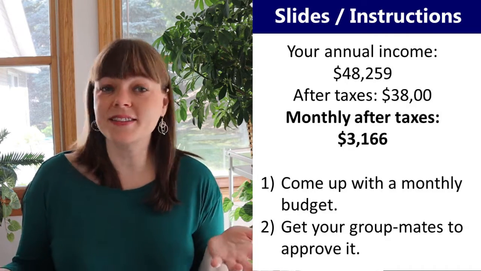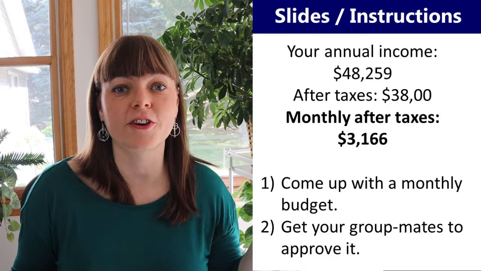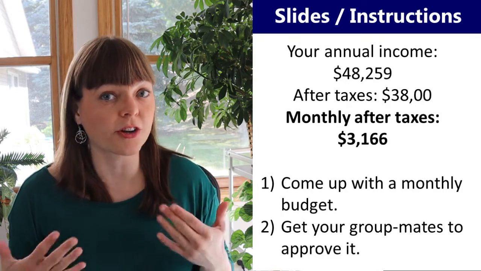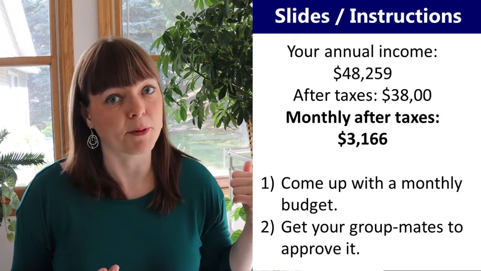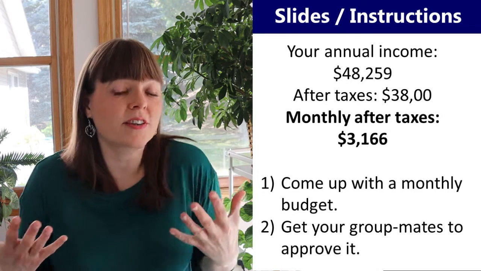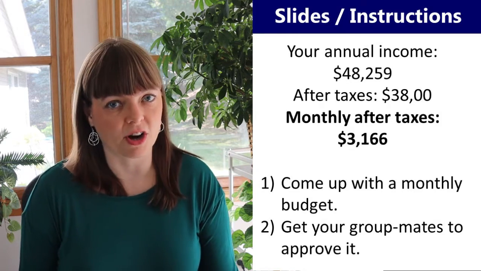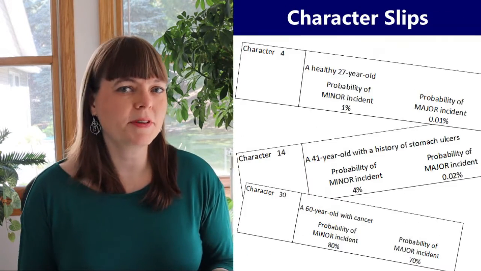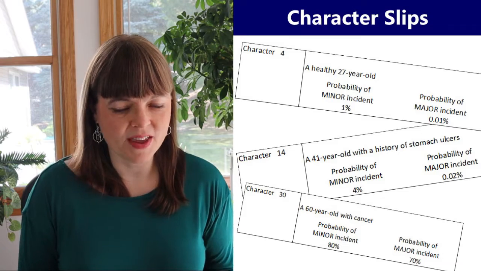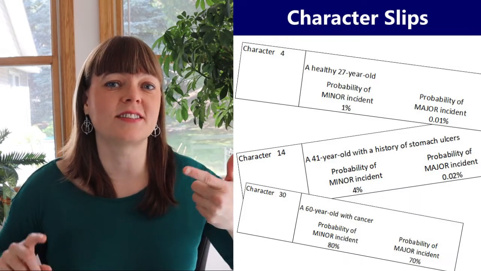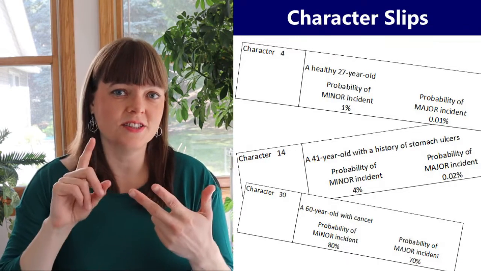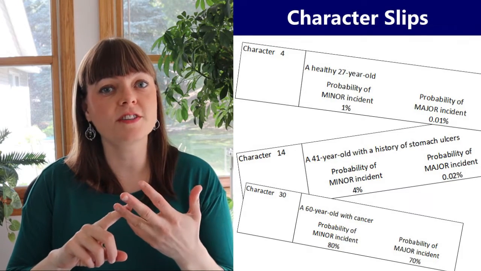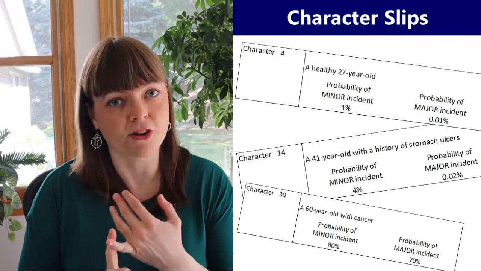So it can be nice at this point to show some figures. If you were buying health insurance from the exchanges on your own, this is what you would pay per month. And usually they're pretty shocked by how much it costs. Now while they're doing that, I hand out slips of paper with a character. The character literally just says, this is your age, this is any illnesses you have or don't have, and what is your risk of a major illness and a minor illness.